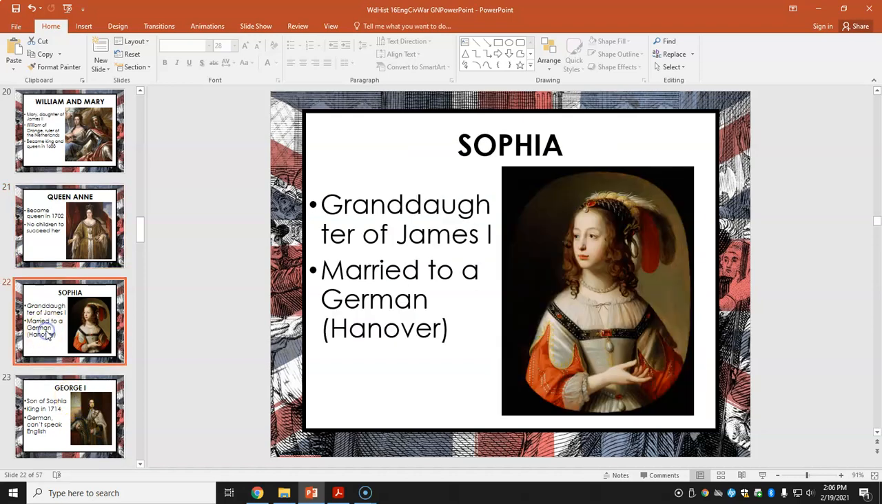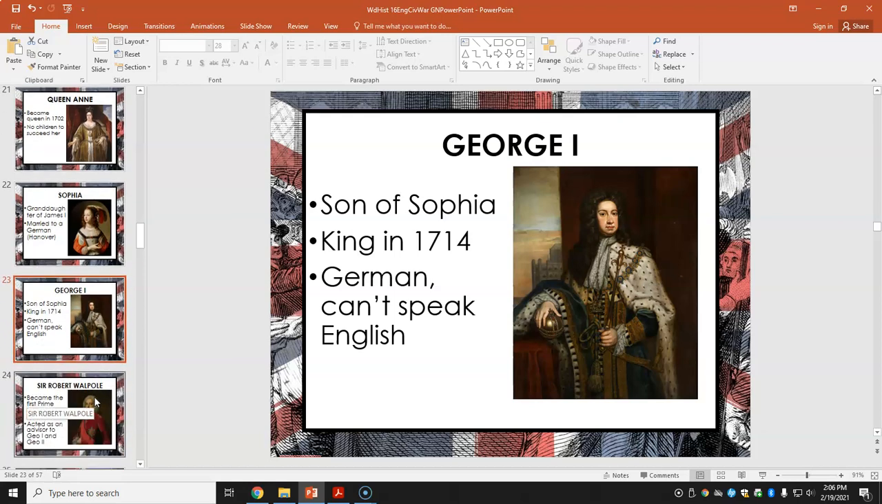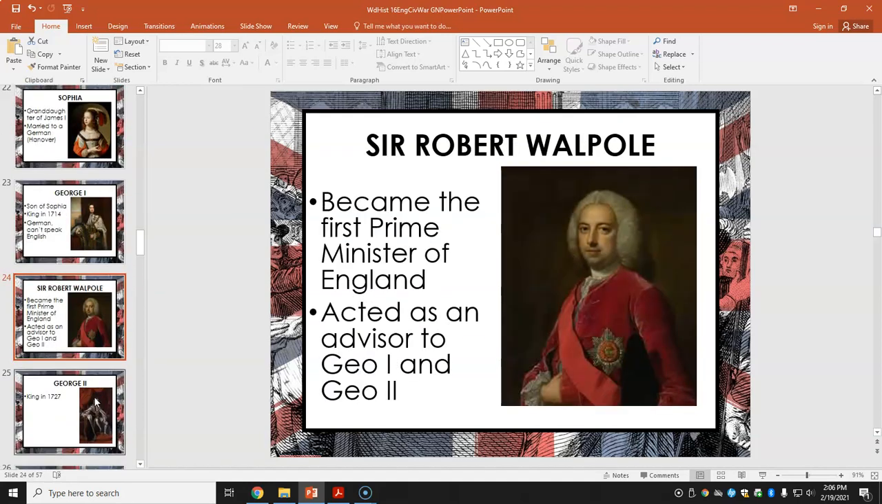Okay. Sophia is the granddaughter of James I, and she married a German, Hanover. George I is the son of Sophia. He becomes king in 1714. He is German and cannot speak English. Sir Robert Walpole becomes the first Prime Minister of England. He acted as an advisor to George I and George II.